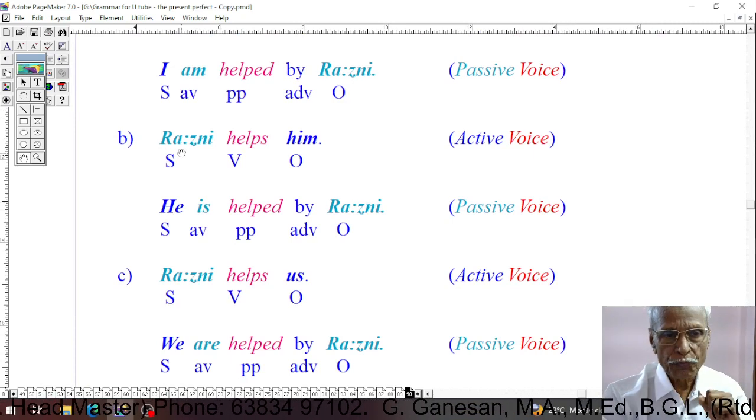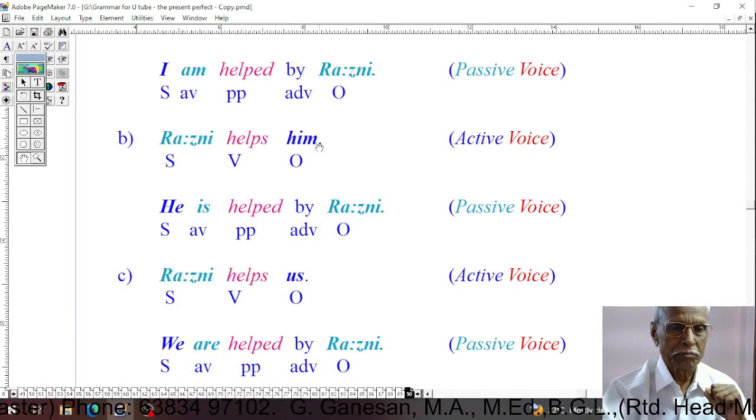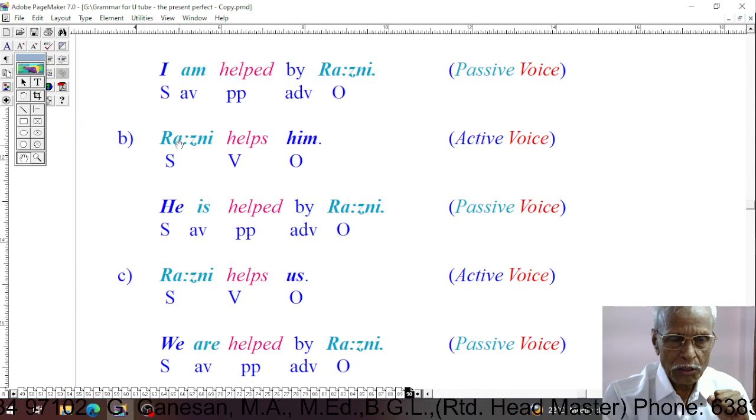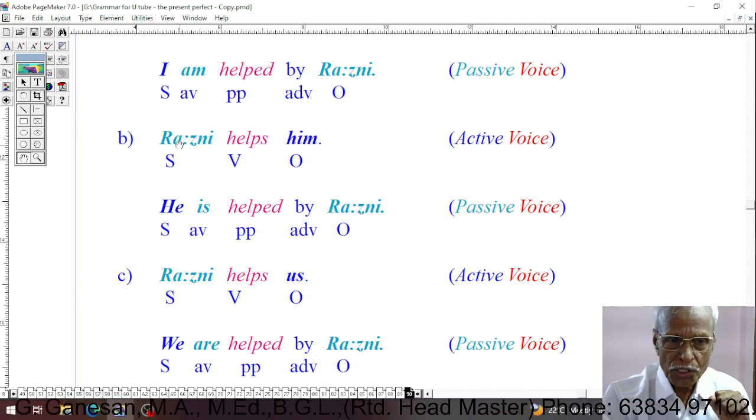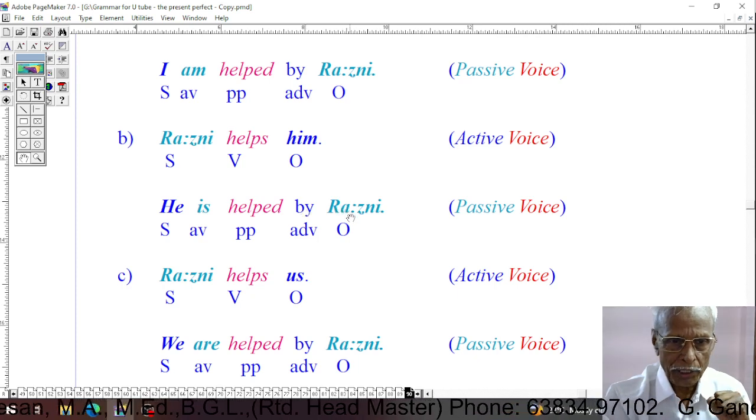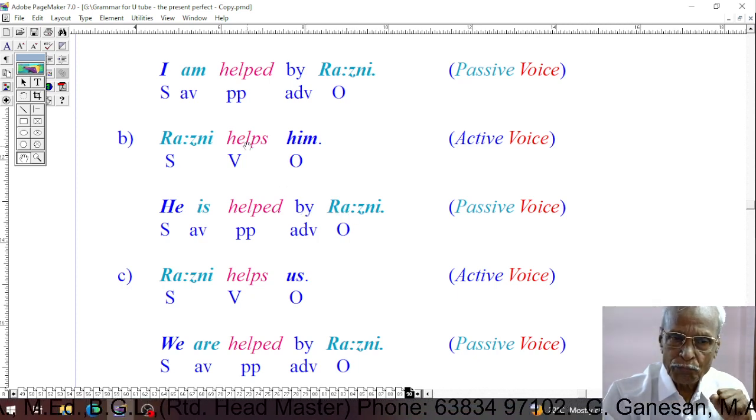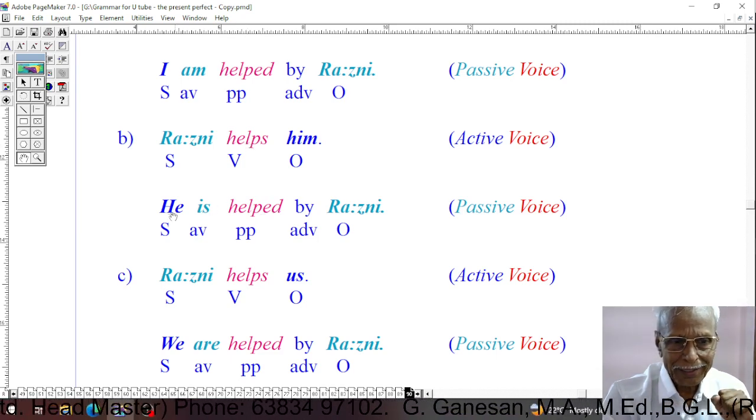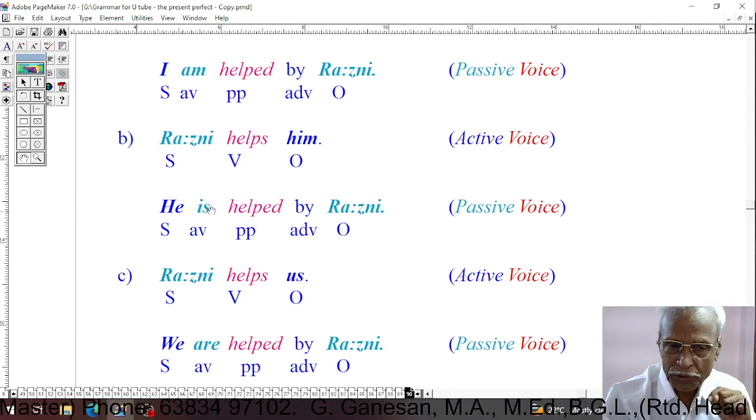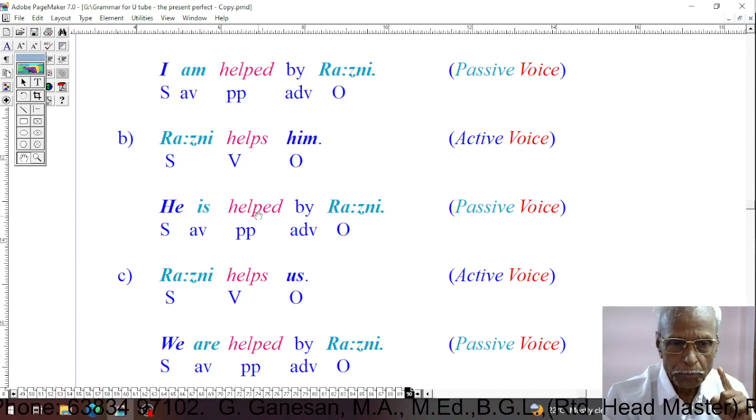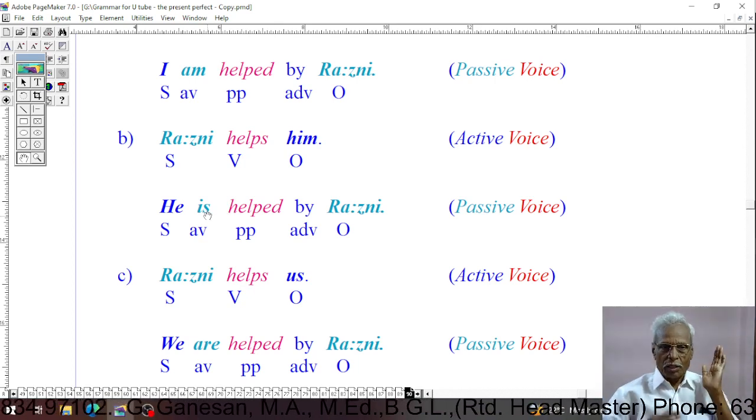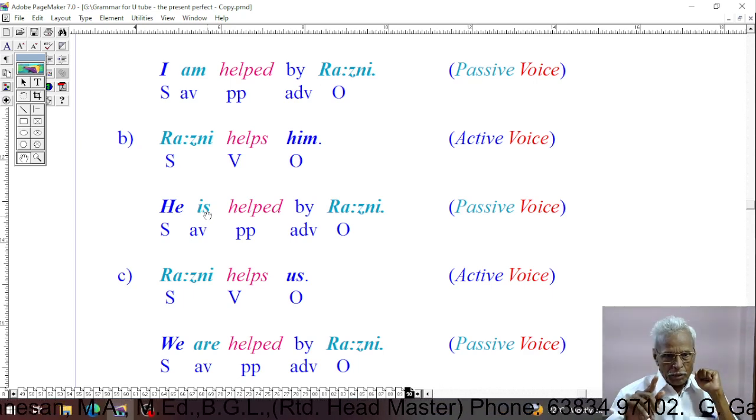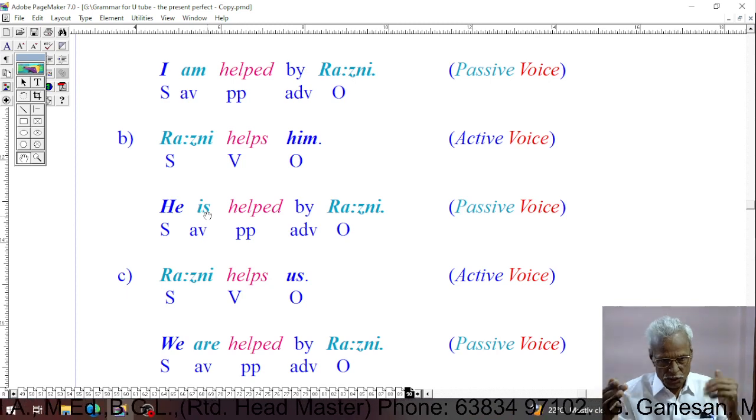Then B. Ronnie helps him. Here, the object him is changed into he. Then the subject Ronnie is changed as by Ronnie. Then the present verb helps is changed into past participle, helped. Then as the subject is singular, is is placed before the past participle. Ronnie helps him, active voice. He is helped by Ronnie, passive voice.